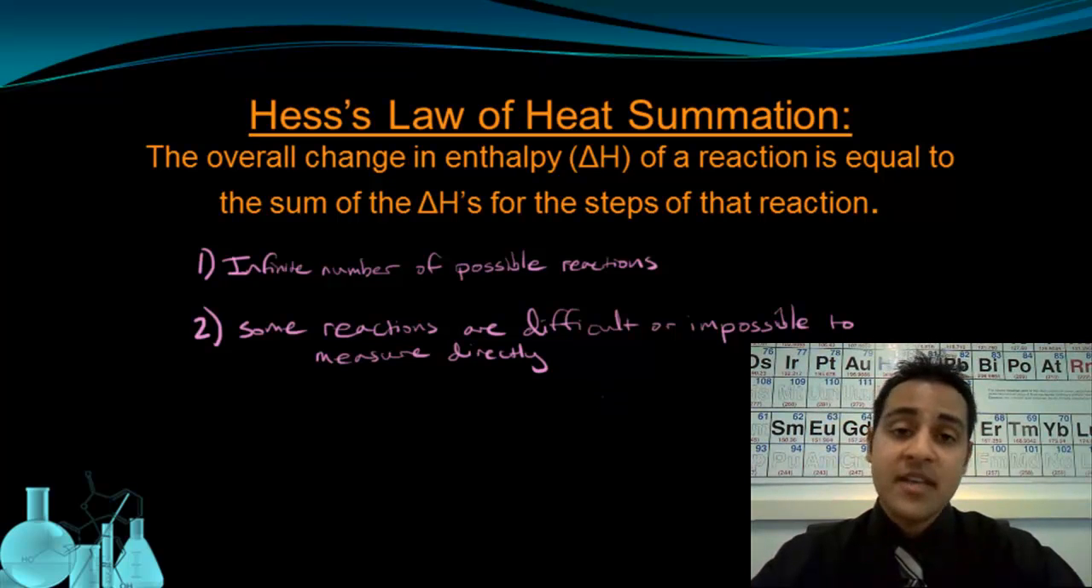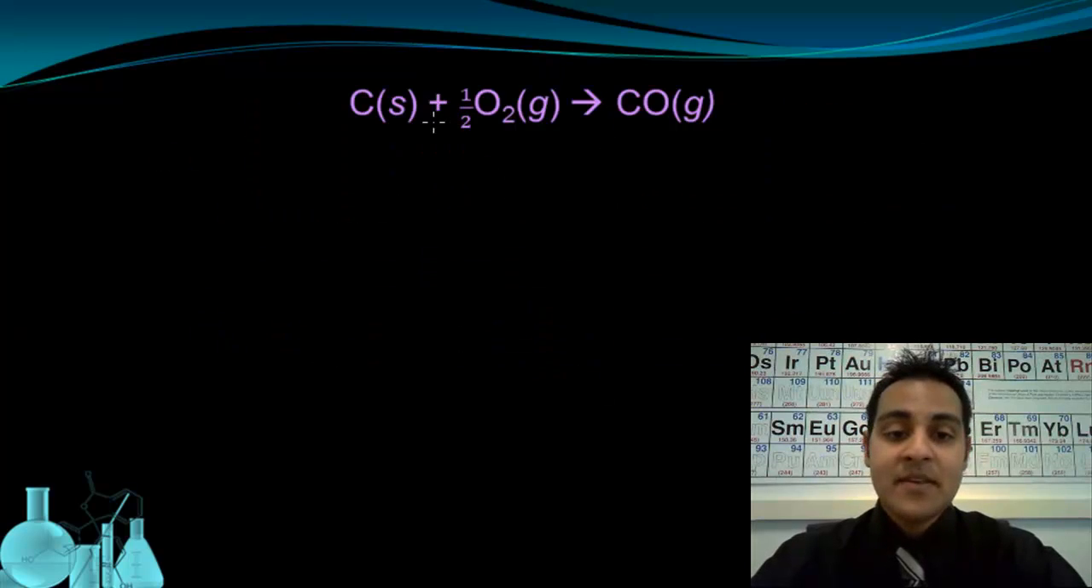And we're actually going to use Hess's law to figure out the change in enthalpy of one of these reactions that's difficult, or actually this one's impossible to measure directly. And the reaction we're going to look at is the combustion of carbon to form carbon monoxide. Now, why is this reaction impossible to measure directly?